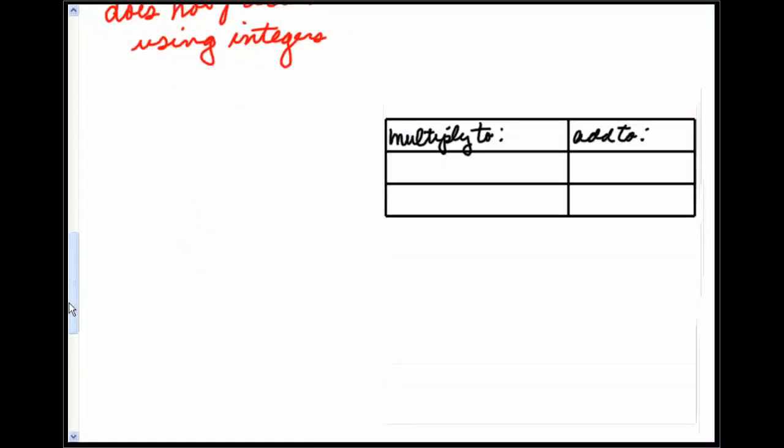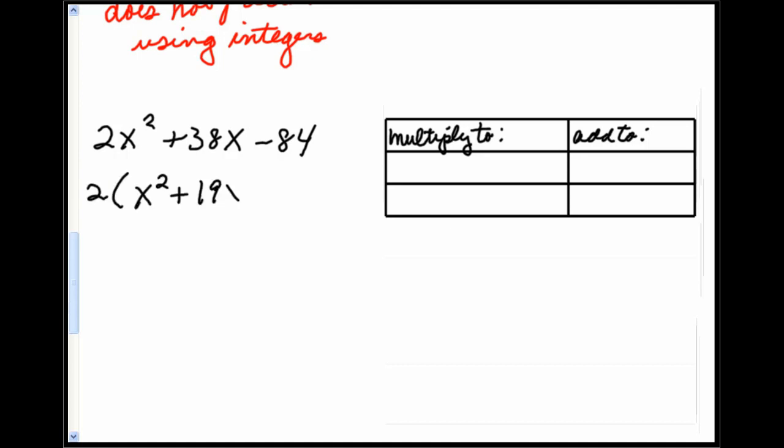Lastly, we have 2x squared plus 38x minus 84, and there's a greatest common factor of 2. So factoring that out, you get 2 times x squared plus 19x minus 42. So here you're looking for two numbers that multiply to negative 42 but add to 19.